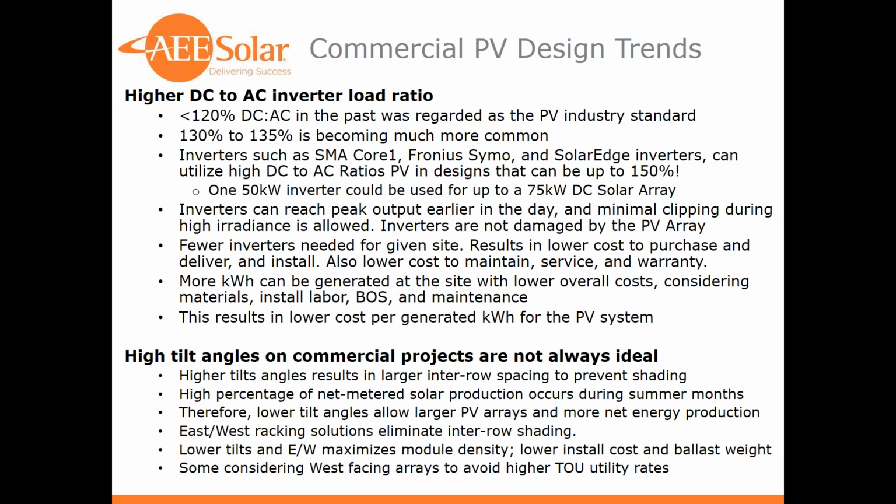In today's market, with module prices dropping as much as they have been, much quicker than inverters and balance of system costs and other soft costs, and also with trying to achieve the most power per dollar for your customers, higher DC to AC ratios for inverters are becoming much more common. So 130, 135% PV to inverter ratios.